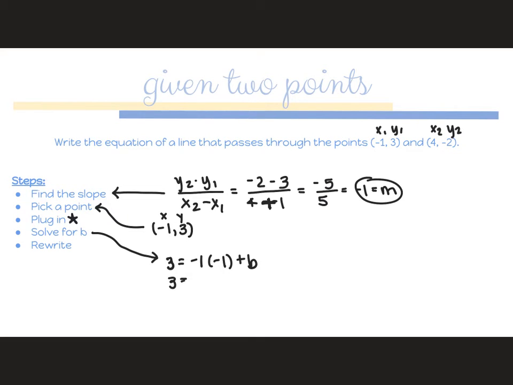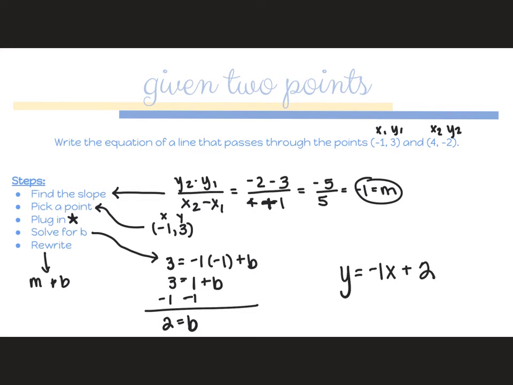So 3 equals -1 times -1, which is 1. Subtract 1 from both sides. 2 equals b. Very last step, rewrite. So we're going to plug in m and b this time. So y equals -1x plus 2. Again, we don't really have to write the negative 1. So this is actually better written as y equals negative x plus 2.